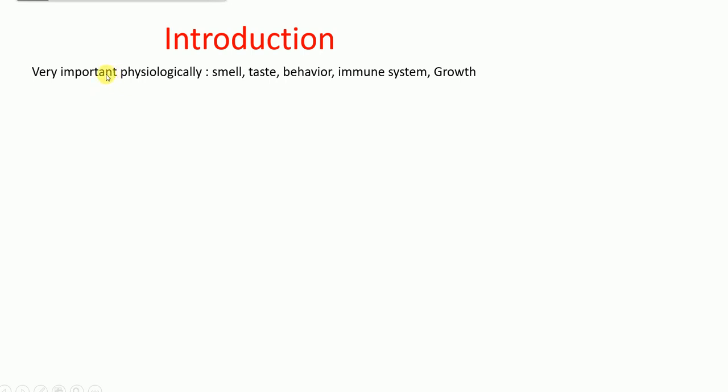These receptors are physiologically very important because they are involved in the regulation of sense of smell, sense of taste, behavior, and also the regulation of the immune system. And some G protein coupled receptors are also involved in growth. Okay, that's why they are very important. They are involved physiologically in a lot of activities. They are only found in eukaryotes. You must remember this. They are not found in prokaryotes like bacteria.